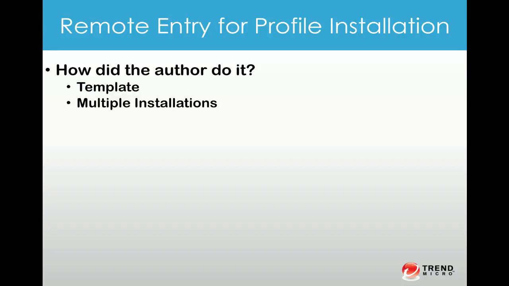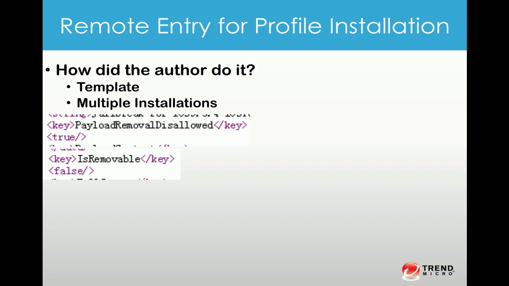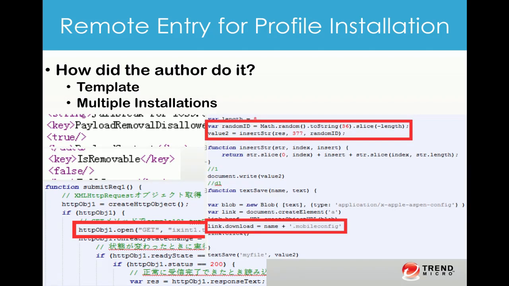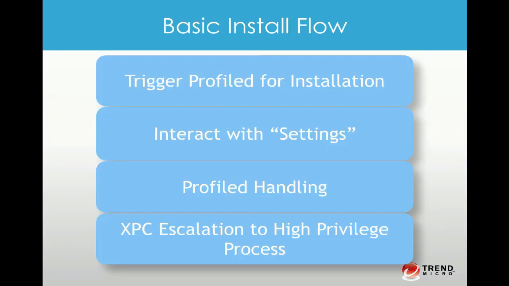So how does the attacker do that? The attacker will create a template on his server. This template will be set unremovable. When the browser accesses this page, the template will be downloaded first. Then we modify the payload identifier and generate a new malicious profile for multiple installations.